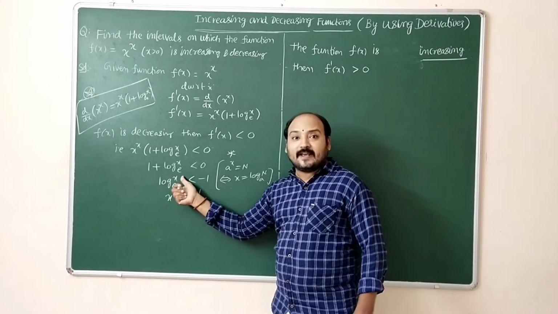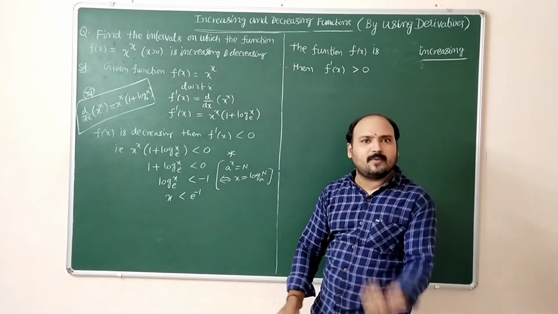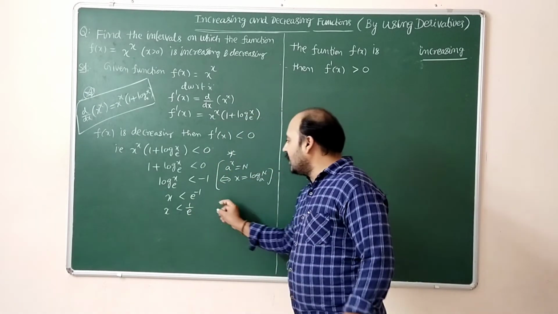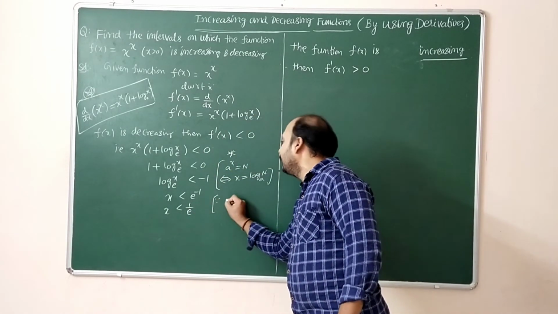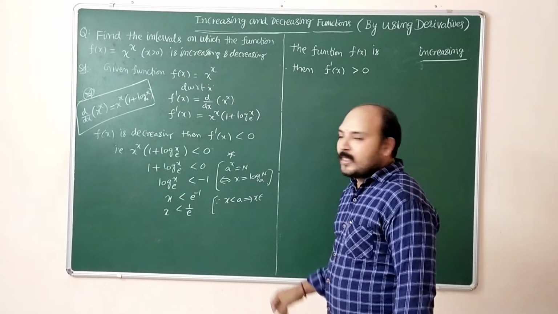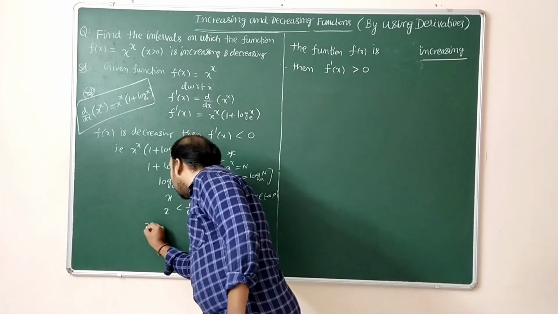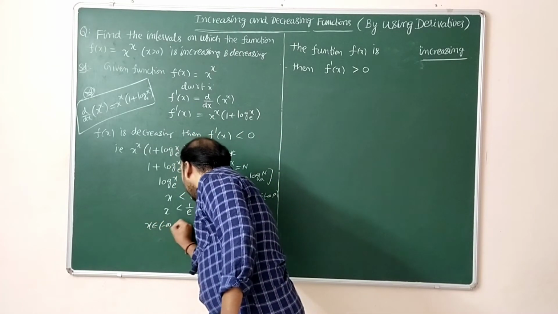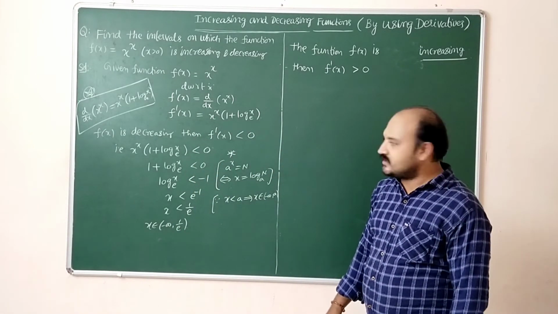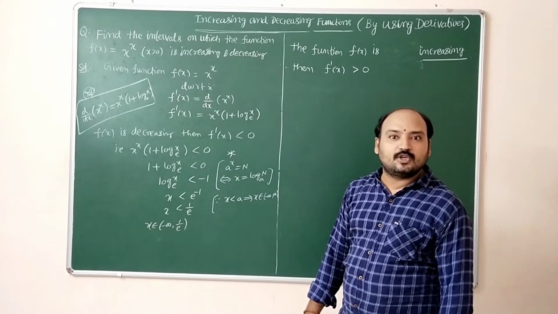So if you want to write x value, x is equal to e power minus 1. What is the meaning of e power minus 1? 1 by e. So x is less than 1 by e. I already said that in the previous class, in the previous question. X is less than a, that implies that x belongs to minus infinity to a. So therefore x belongs to minus infinity to 1 by e. Here you remember that, dear students, x belongs to minus infinity to 1 by e.